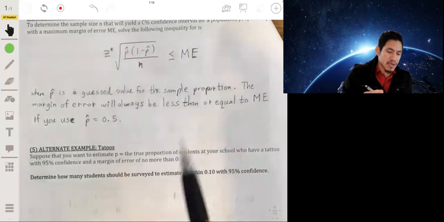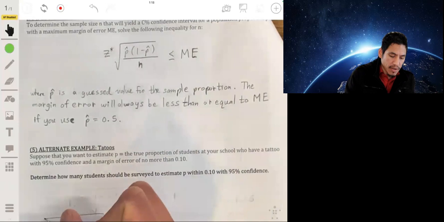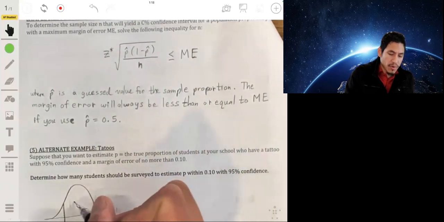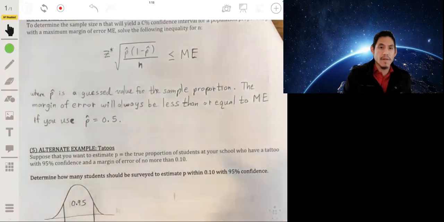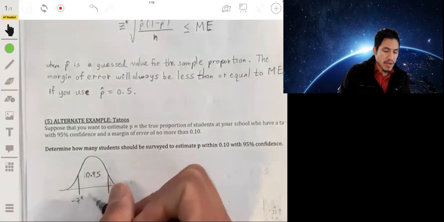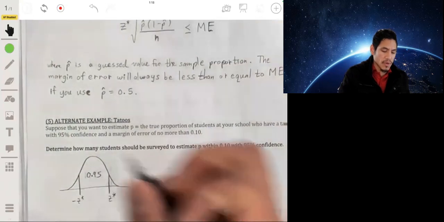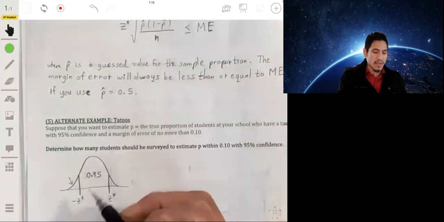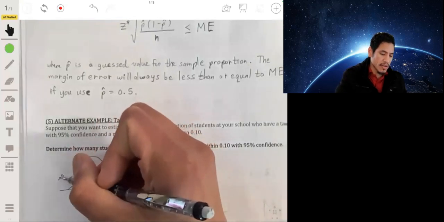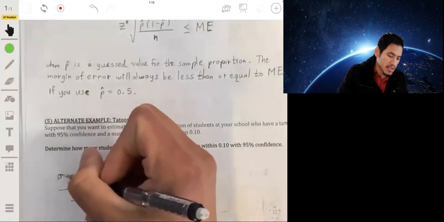So we need to figure out what z star is, and let's review what that means. If we're looking at a normal curve with 95% or 0.95 area, we're looking for what is the z star value at the lower and upper ends of this. So we're looking for what z star values have an area of not negative, but just 0.025 or 2.5% to each side.